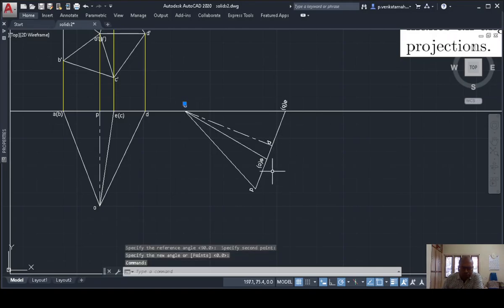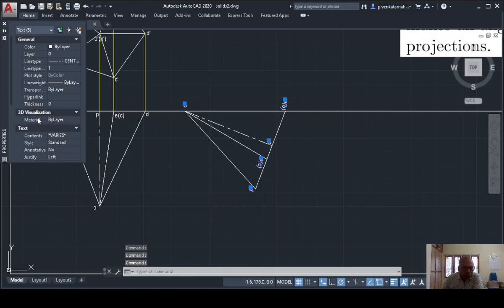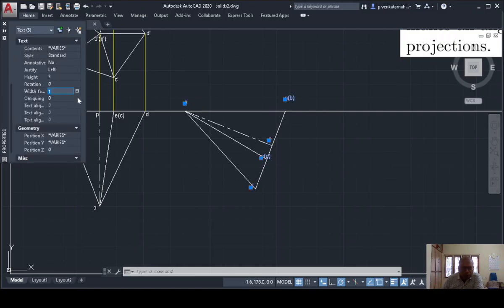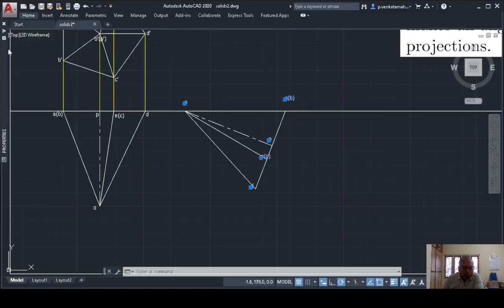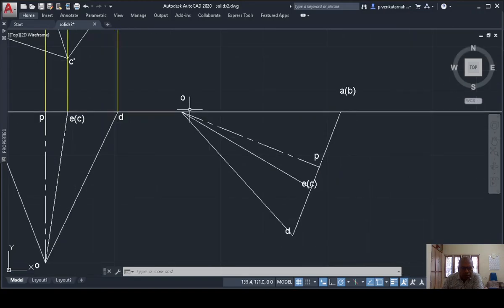Now these letters have got some angle here, so I want to make it 0 degrees so that it is vertical. So this is corner O. This is side AB.